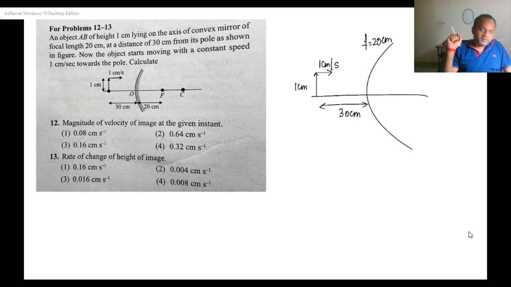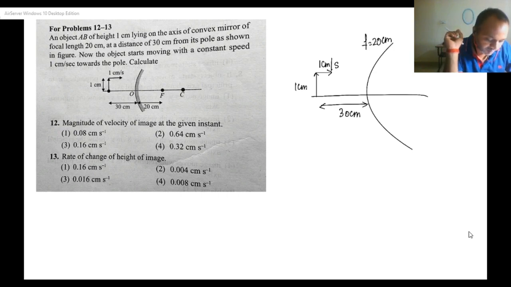Hello everyone. In this problem, we have a convex mirror, and this convex mirror has a focal length of 20 centimeter. In front of this convex mirror we have an extended object, right? The height of the object is given, it is 1 centimeter, and the object is moving with a speed of 1 centimeter per second towards the convex mirror, right?